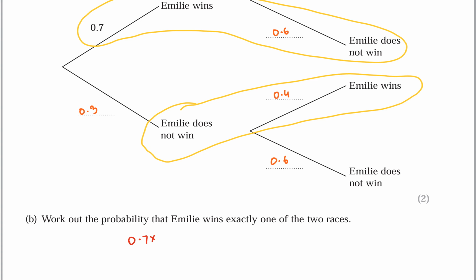So that would be 0.7 times 0.6 plus 0.3, so does not win is 0.3 multiplied by 0.4, and that is equal to 0.42 plus 0.12, and that is equal to 0.54, and that is the answer to this bit.